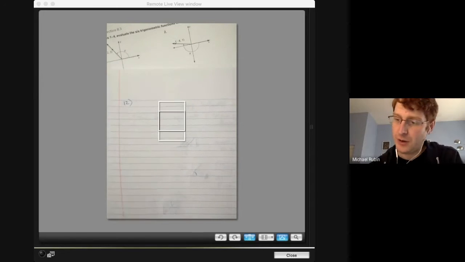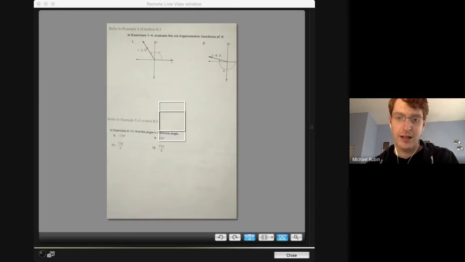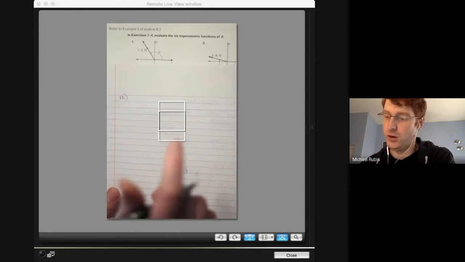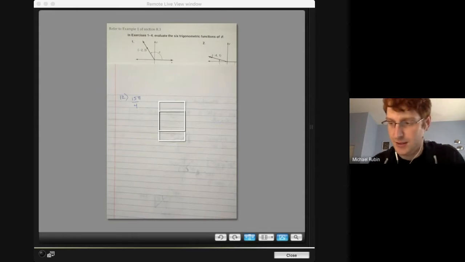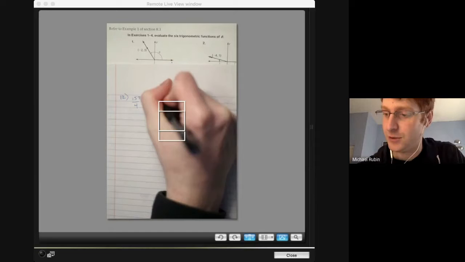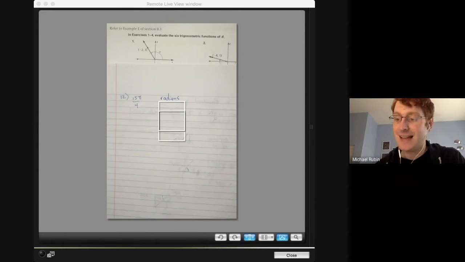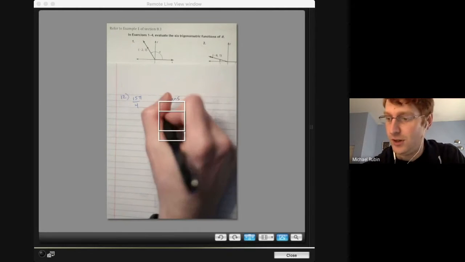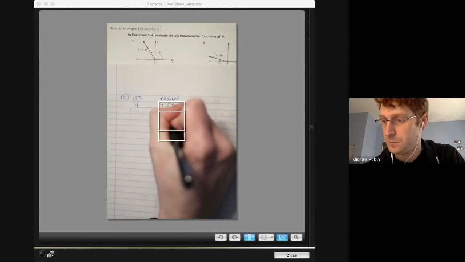So if we're looking at problem 12, it's asking us to find the angle's reference angle, and we're given 15 pi over 4. The reason I'm choosing to go over this one is that this provides every complication you might have. First, it's in radians, not degrees. Second of all, it's not between 0 and 2 pi. So this is actually greater than a full revolution.